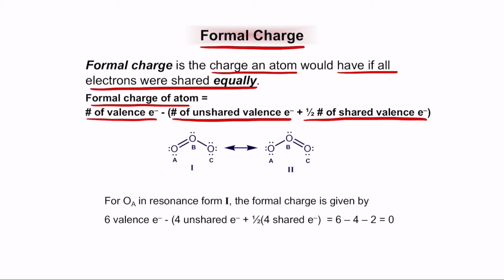For example, if you take oxygen A here, in resonance form 1, the formal charge will be, there is a total of 6 valence electrons for oxygen, minus, there are 4 unshared electrons plus half of 4 shared electrons with the bond, which results in 6 minus 4 minus 2, which gives you a charge of 0.